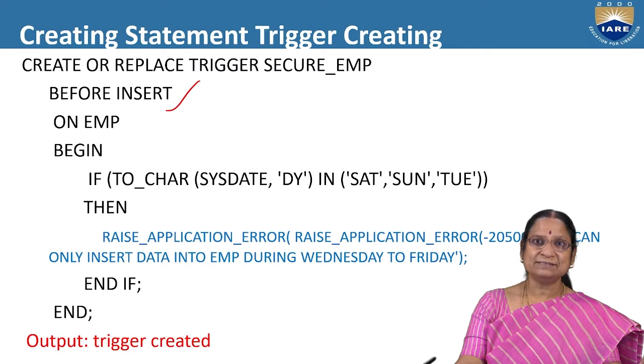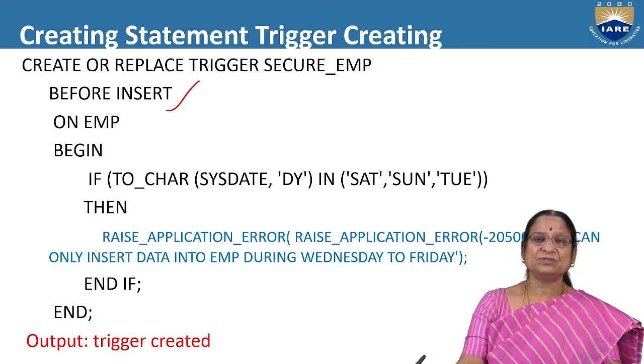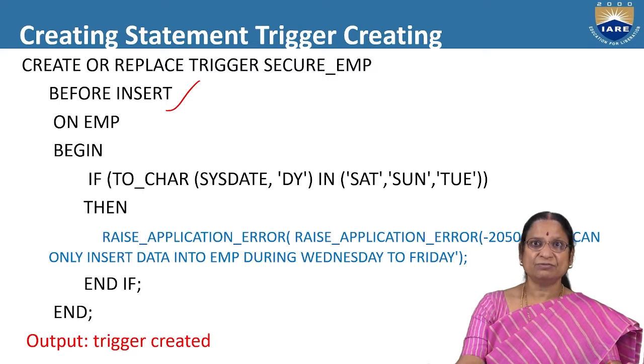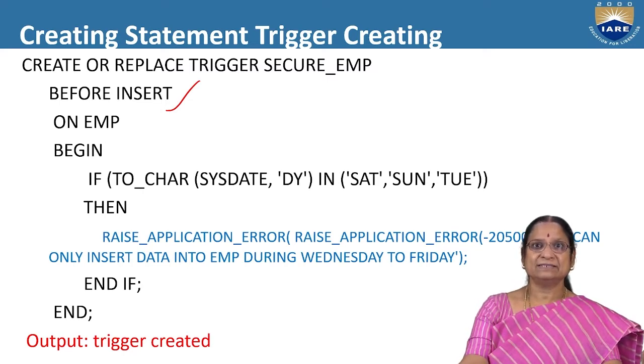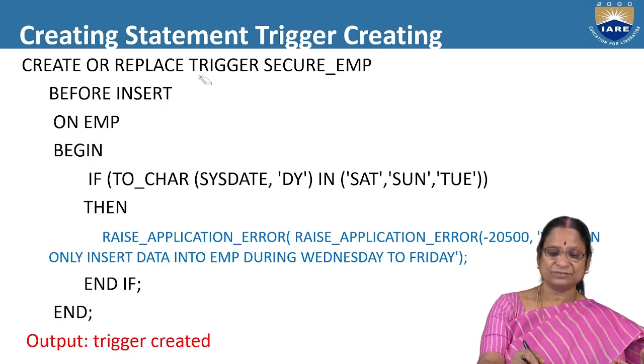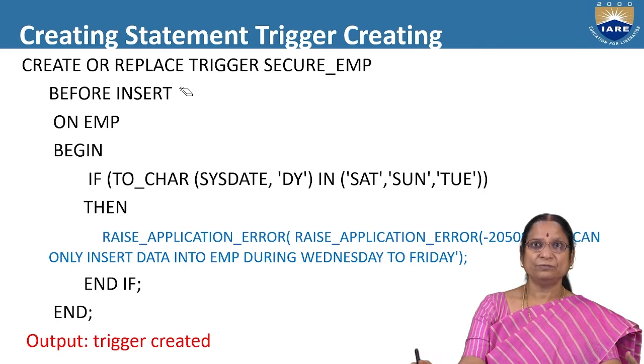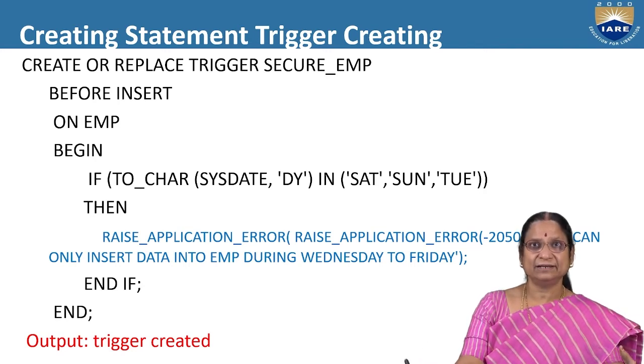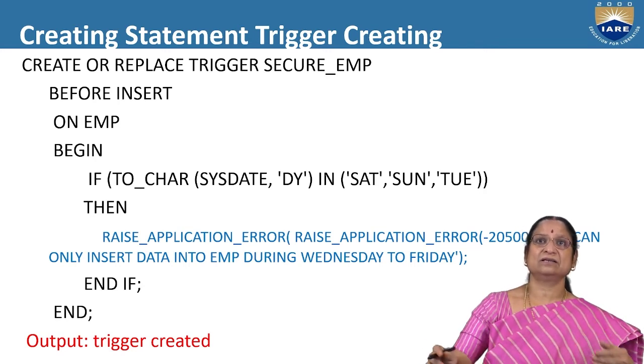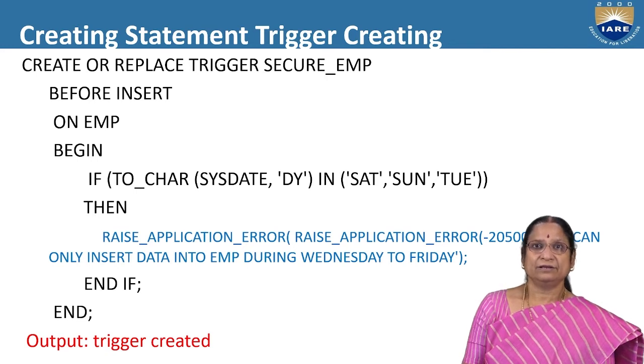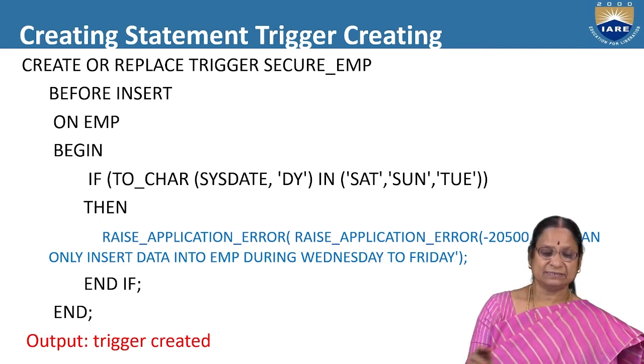Because whether the insertion has to be allowed or not will be decided by the trigger. Whatever the event is, whether that event is to be continued or not will be decided by the trigger. So that's why we are using before here. On which table are we trying to insert the data? EMP. This trigger is written on EMP.